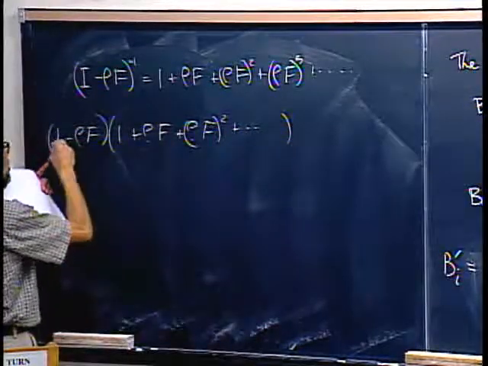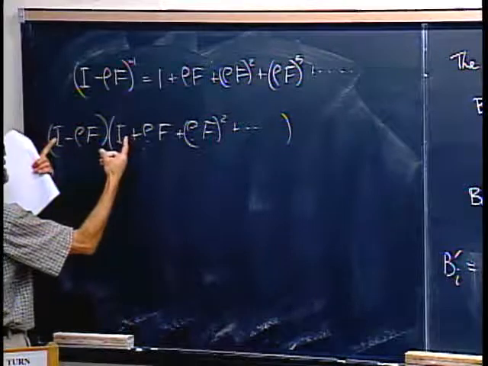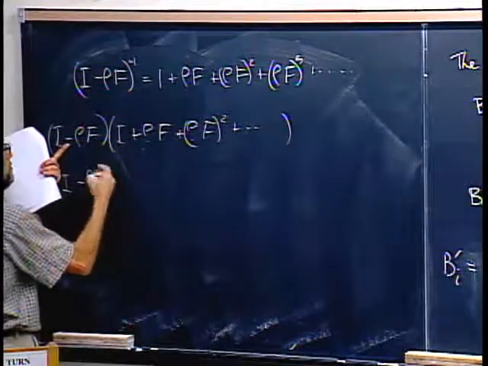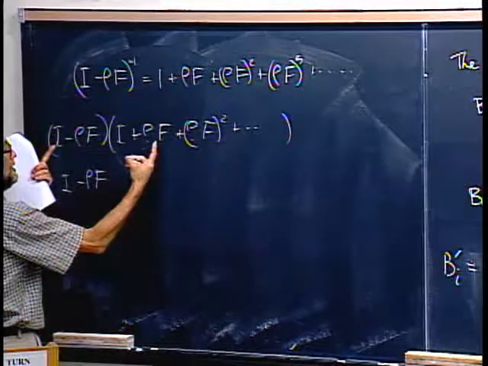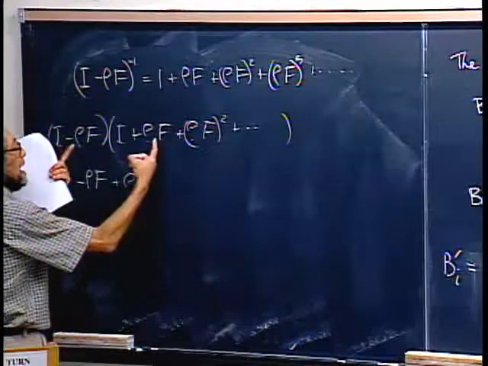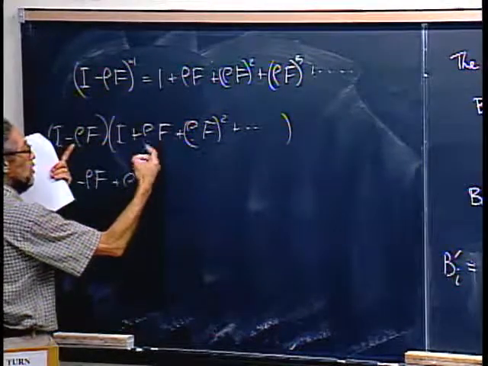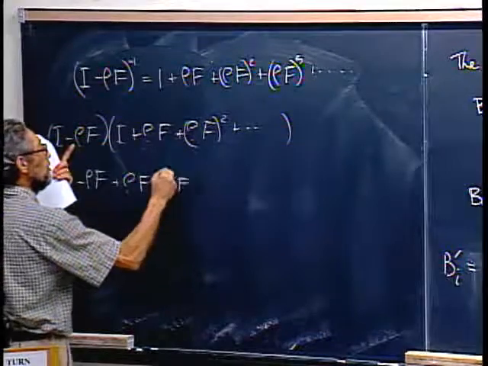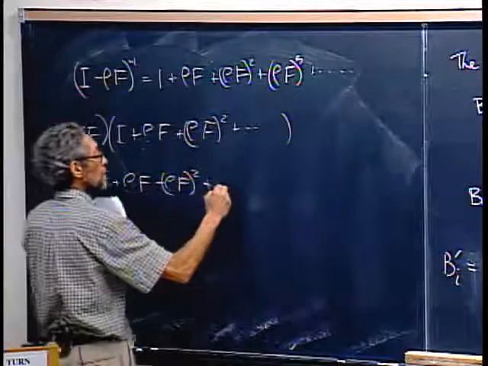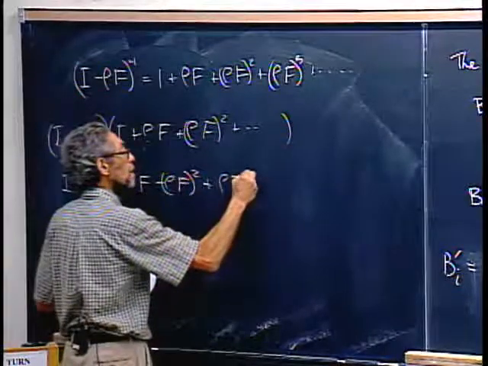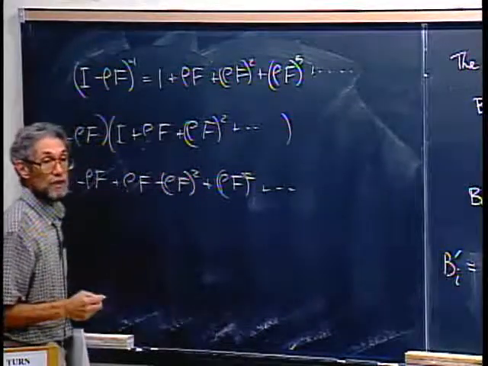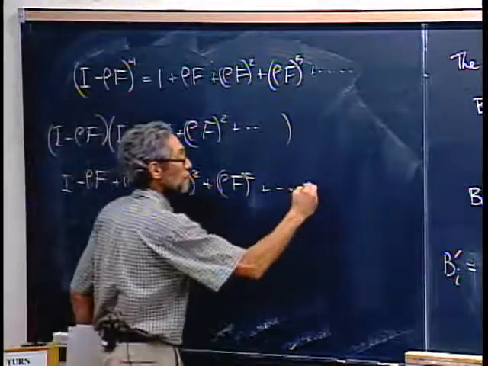And you'll have, I call it 1, it's really I. I times I is I, and now I have a minus rho f times I, which is that, and I have an I times a plus rho f. Then I have a minus rho f times this plus rho f, which is minus rho f squared, and then I have a plus I times this rho f. You can see all these minus terms will cancel the plus terms, and it'll just come out to be the identity.